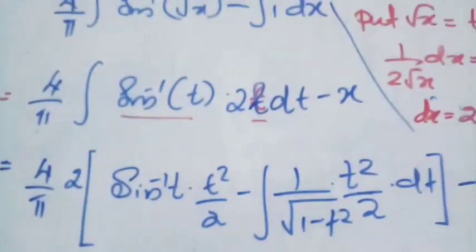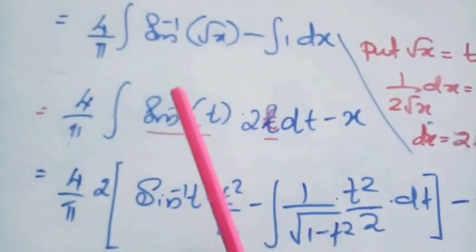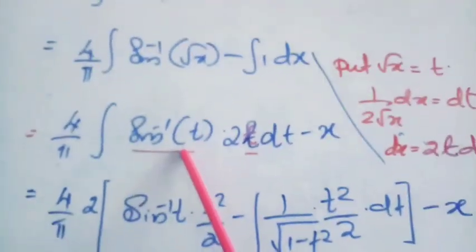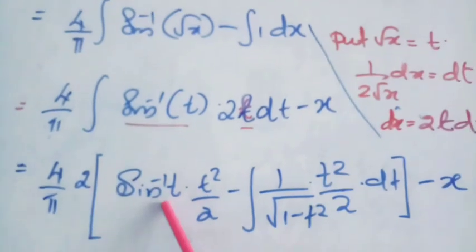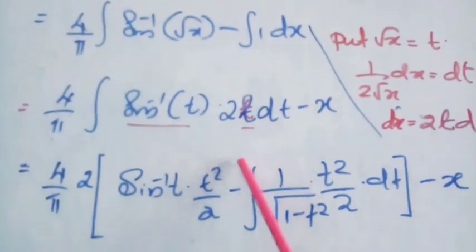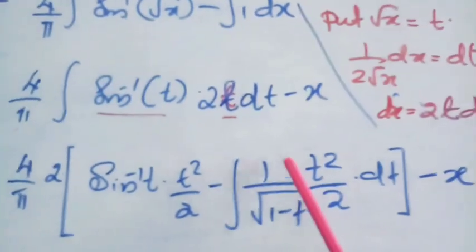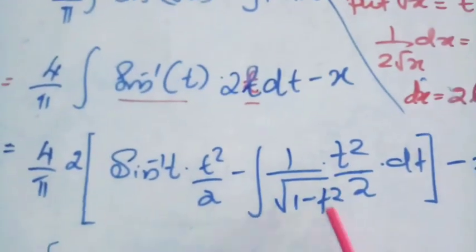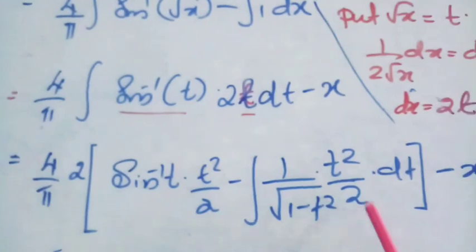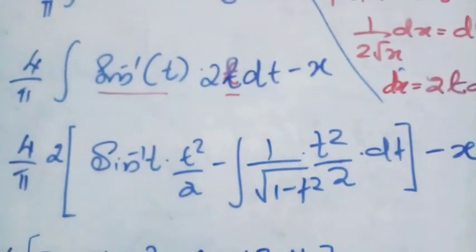Product rule of integration, of which the first function is sine inverse. Inverse function ആണ് first, highlight ചെയ്ത് form ഔട്ട് ഉണ്ട്. Sine inverse t into the second one, t square by 2, minus integral of derivative of sine inverse t, which is 1 by root 1 minus t square, into integral of second, which is t square by 2, dt.